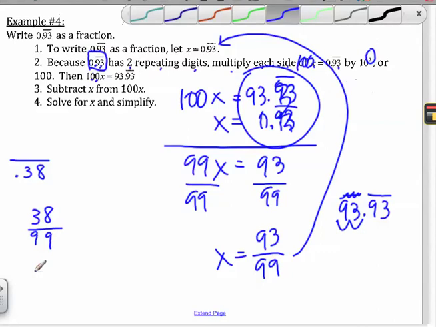Guys, use the same rule for the problem we just did. 0.93 repeating. How many digits are repeating, Julian? 2. So I'm going to take 93, write it on top, and put 2 9s underneath, 99. Let me ask you this. How about this one?